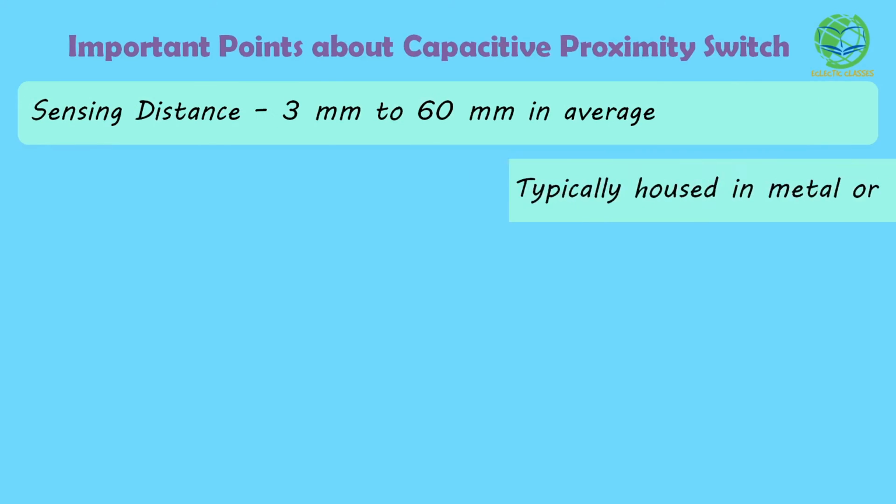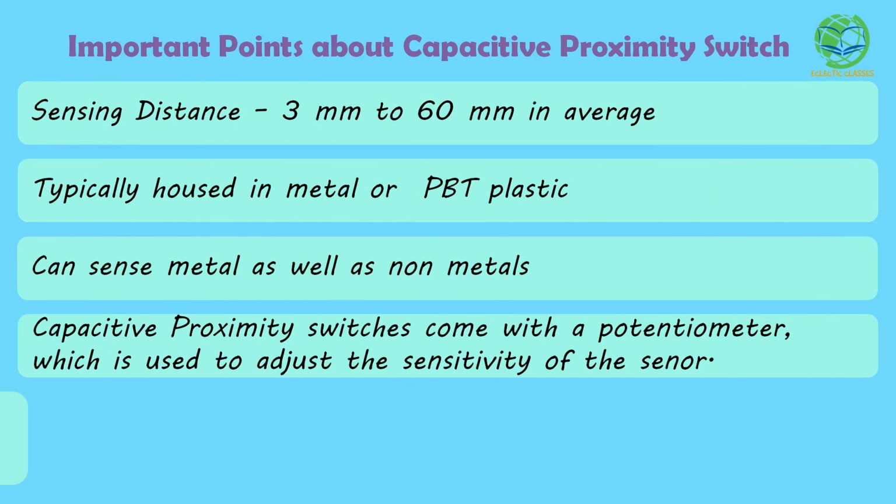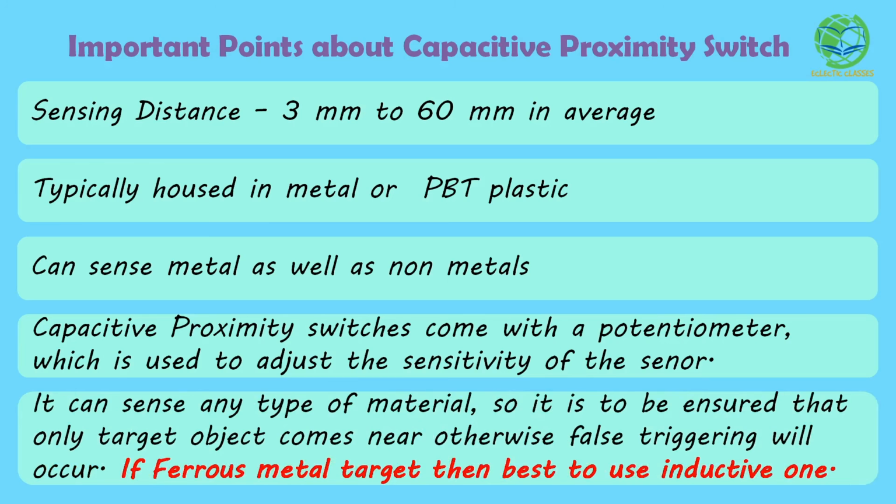A few important points about capacitive proximity switches are: a capacitive proximity sensor can sense a target object from a fraction of 3 mm to 60 mm on average. Capacitive proximity sensors are typically housed in metal or PBT plastic. Capacitive proximity switches can sense metal as well as non-metals. Capacitive proximity switches come with a potentiometer which is used to adjust the sensitivity of the sensor.